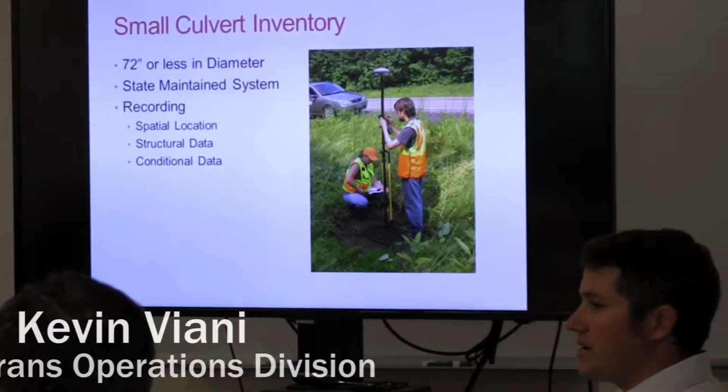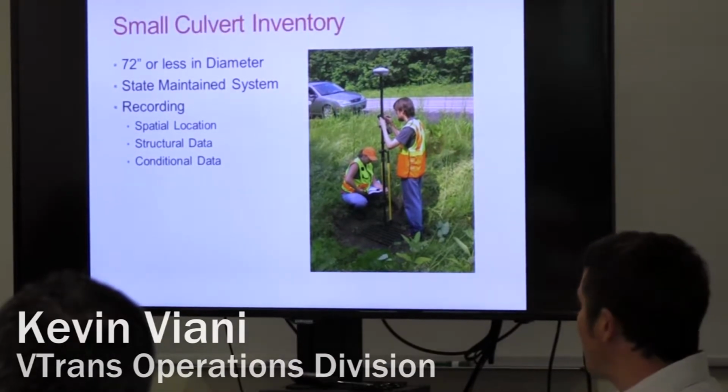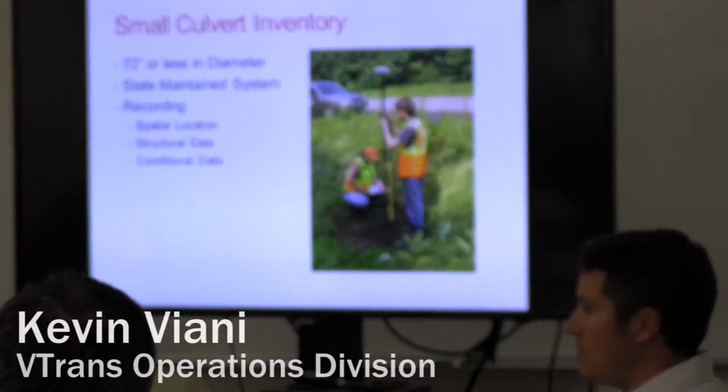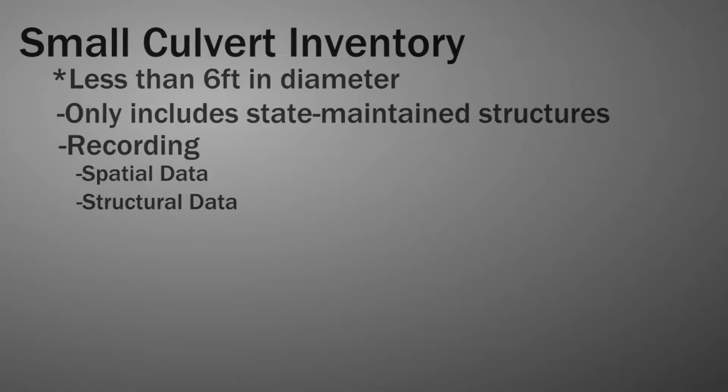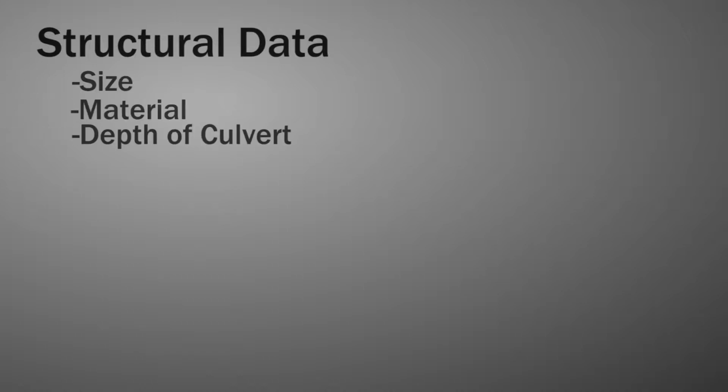Culverts 6 feet or less in diameter is where our inventory picks up and Pam's leaves off. We're only looking at the state-maintained system, and we're looking at spatial data, structural header information, and then condition data. The type of structural information we're looking at is size, material, depth of culvert. Obviously an 18-inch culvert under 50 feet of fill is a different animal than a 5-foot under fill.